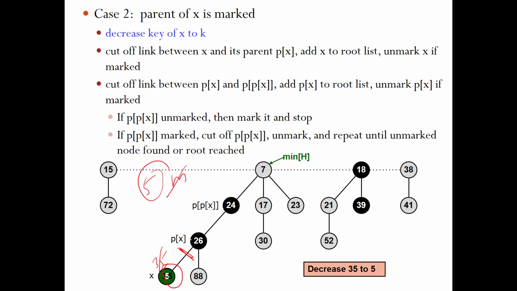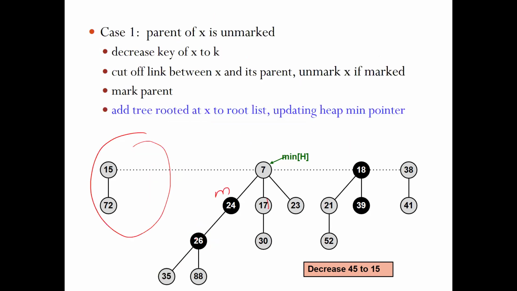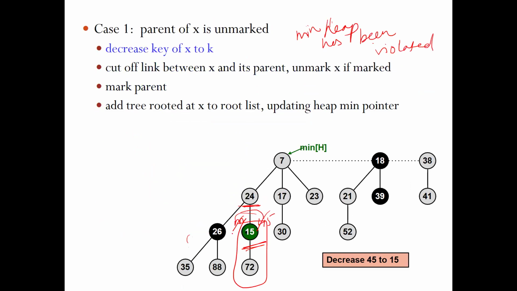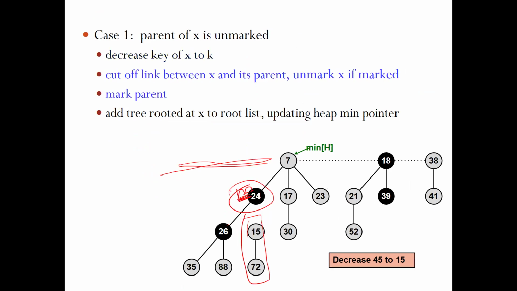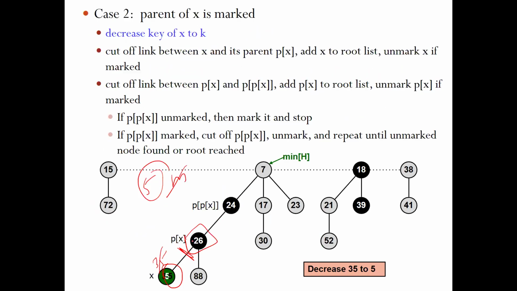What is the difference between this step and the previous step? When you removed the earlier one, the parent was unmarked. That means it did not lose any child. The first time, you just make it marked. So there was no issue. Now this is another case where you are going to cut off somebody from its parent and the parent was already marked.